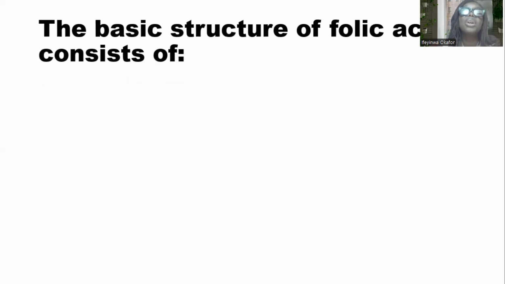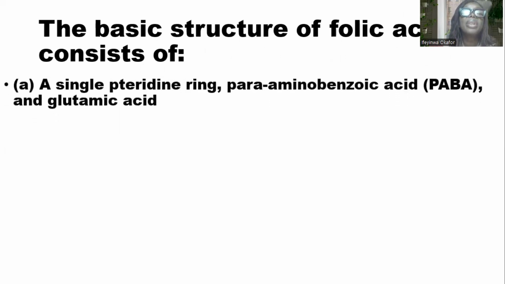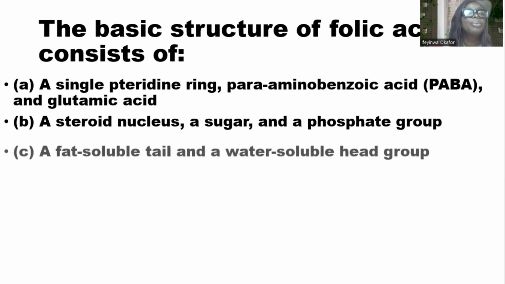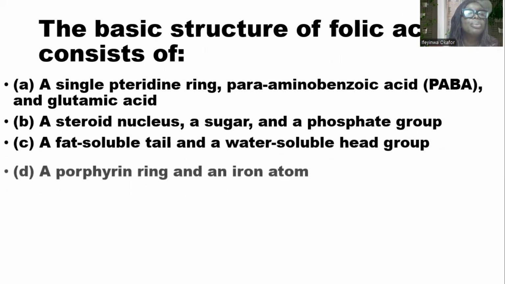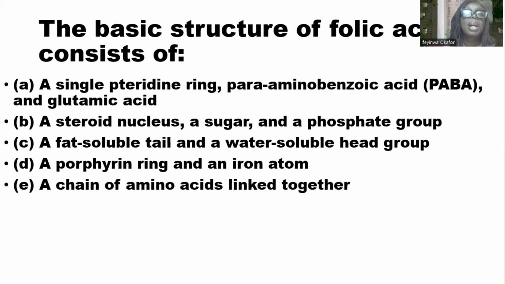The basic structure of folic acid consists of a single pteridine ring, para-aminobenzoic acid, and glutamic acid, a solid nucleus, a sugar, and a phosphate group, a fat-soluble tail, and a water-soluble head group, a porphyrin ring, and an iron atom, a chain of amino acids linked together, and the answer is A.